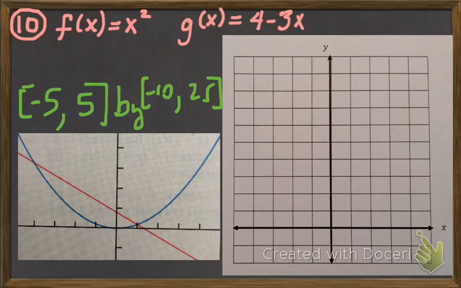So here we go. Try again. So this value is 25. And at -5, if you plug -5 into g, you would have 4 plus 15, which would be 19 at that same location, -5. So we do 25 minus 19, which gives us 6.